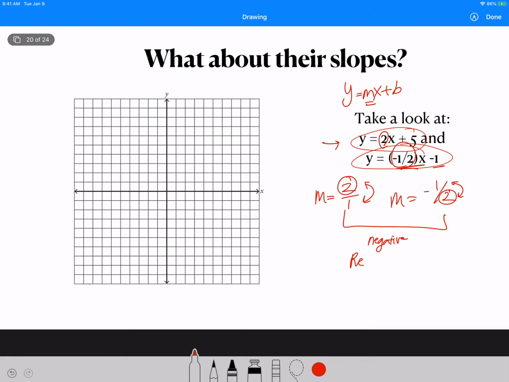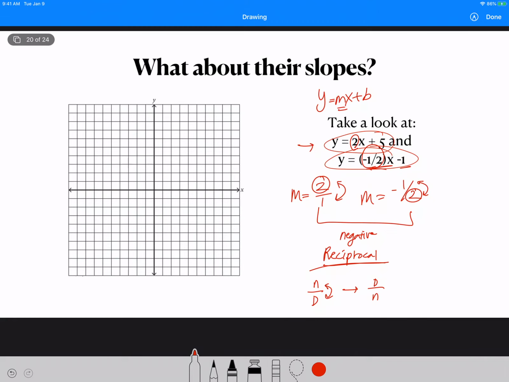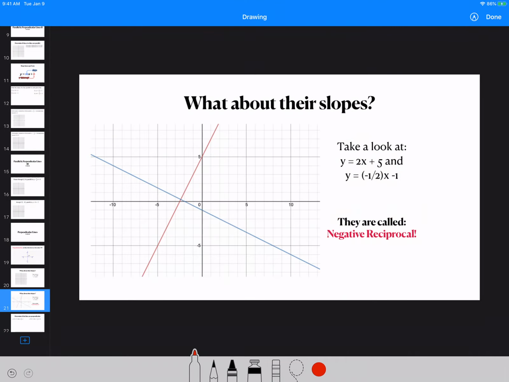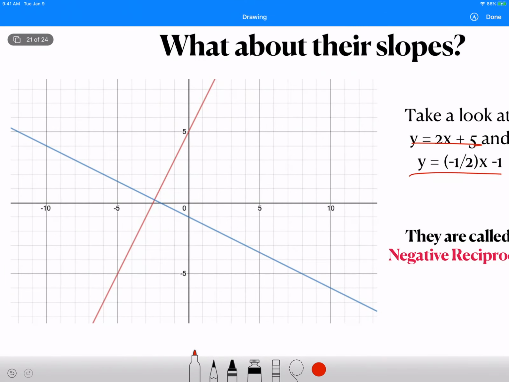We call that a reciprocal. A reciprocal means you swap your numerator and your denominator, so the reciprocal of n over d would be d over n. So the slopes of perpendicular lines are like this. On the next slide, I used Desmos to plot these two lines, and notice how the first line and the second line create these 90 degrees. So this is an example of a perpendicular line.